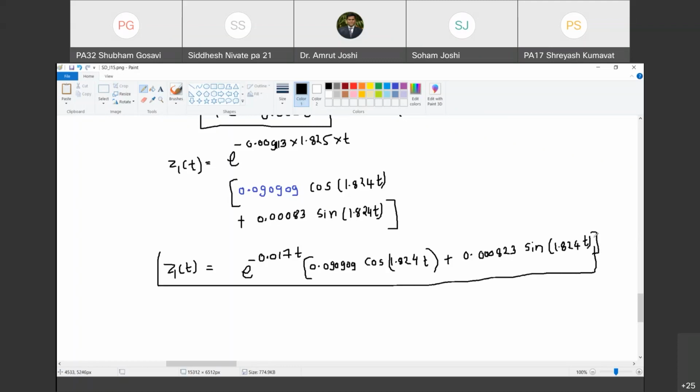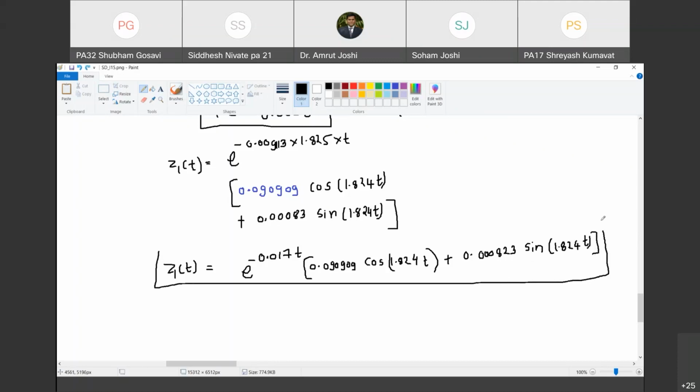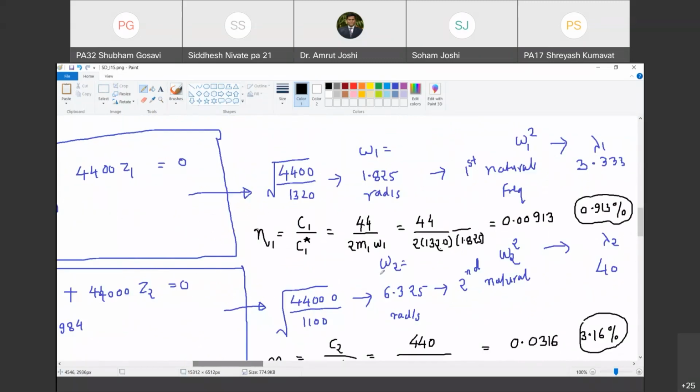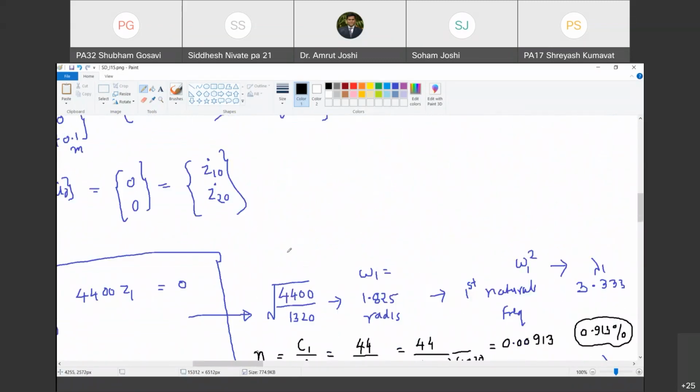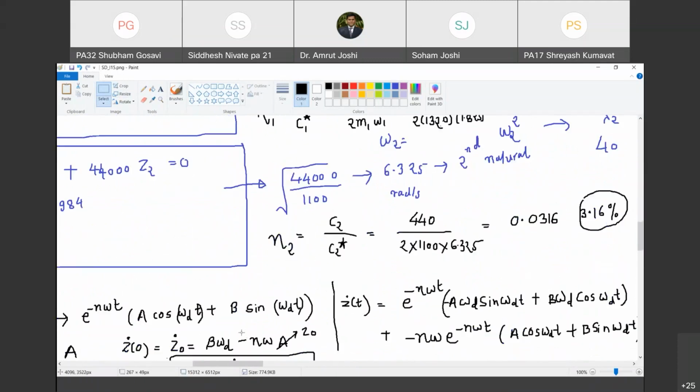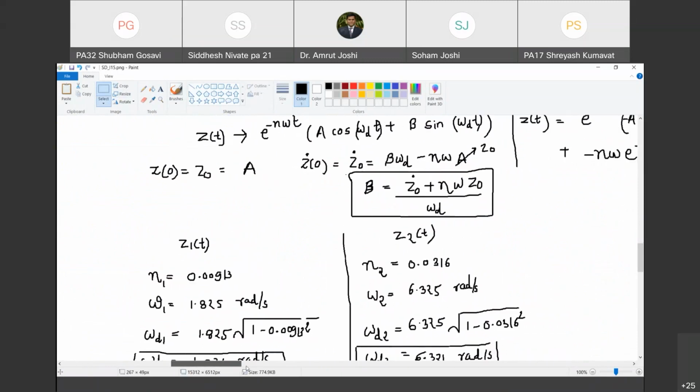This is the solution of the first equation. Can we quickly write down the solution of the second equation? Let us do that. In the second equation we need to calculate A2. That value A2 is going to be equal to Z20. What is the value of Z20? Did we find that? Yes, it is minus 0.060984. Are you with me?